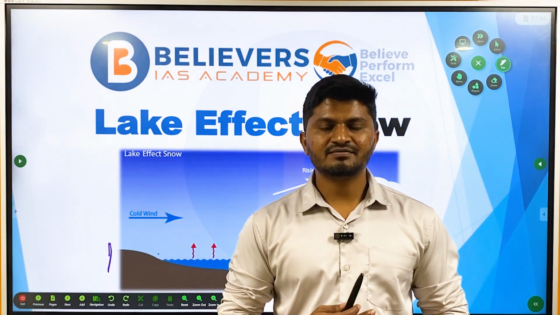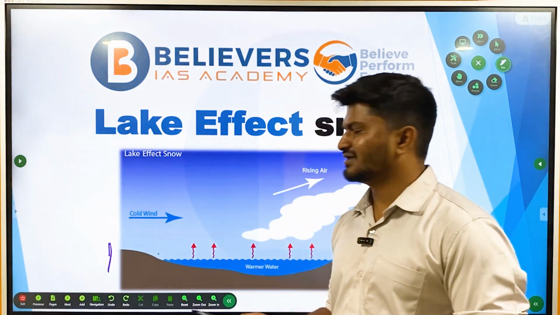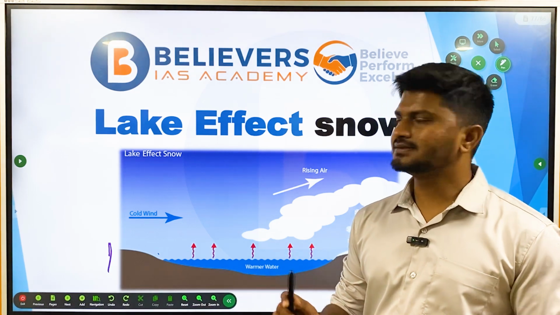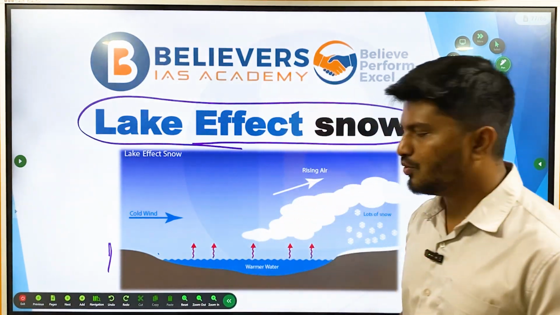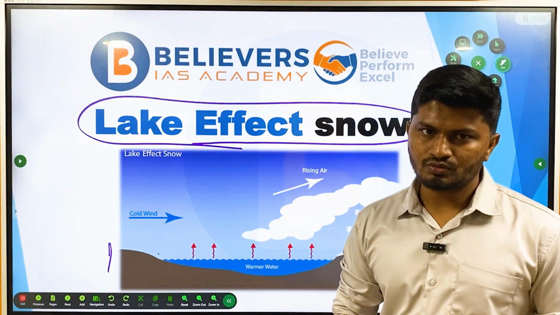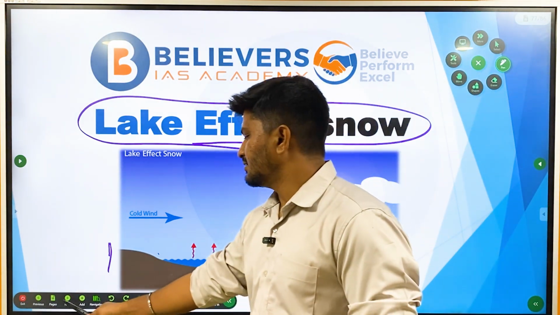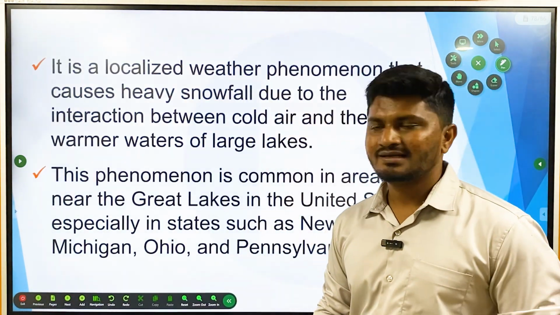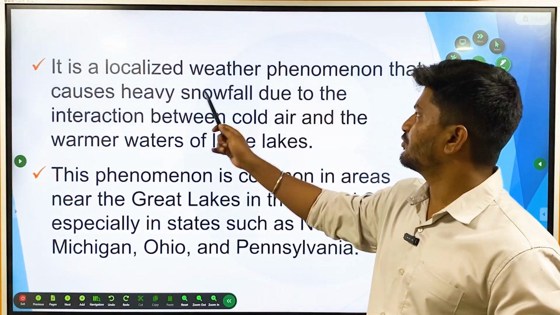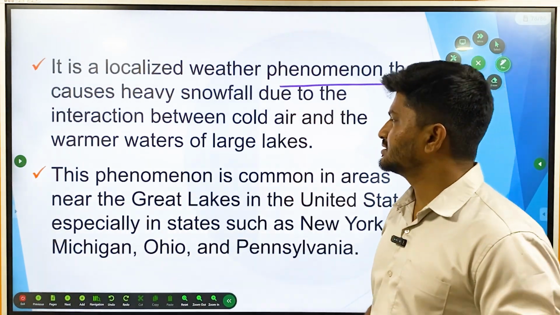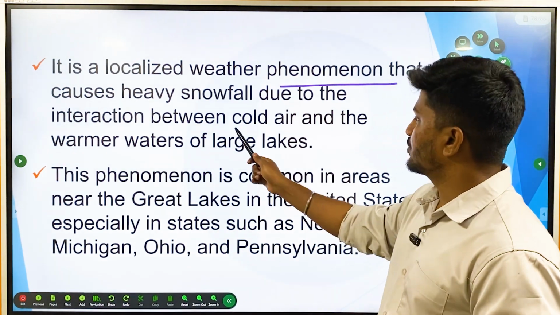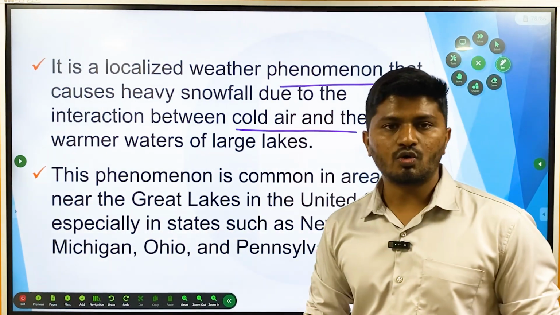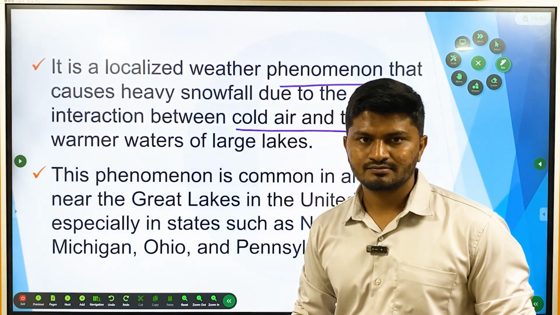In today's Prelims Hacks topic of the day, we will be discussing a small topic, that is lake effect snow. We will see how the lake affects the snow. It is a geographical localized weather phenomenon that causes heavy snowfall due to the interaction between cold air and the warmer waters of the large lakes.